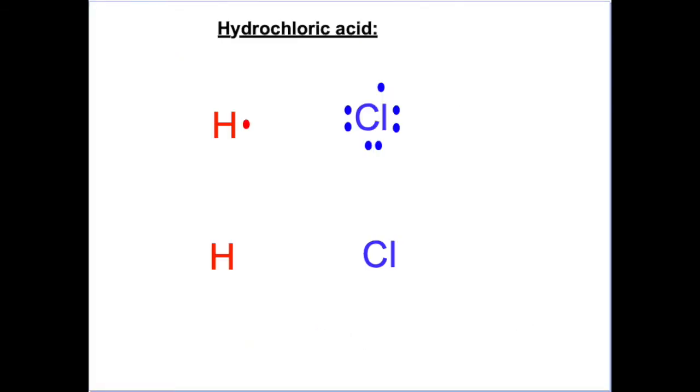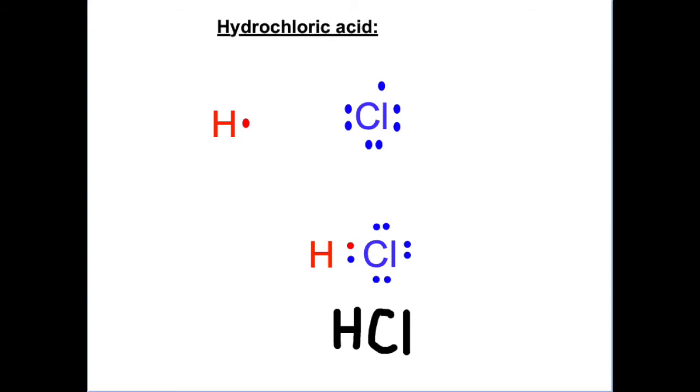Since neither element is strong enough to totally pull the electron from the other element, the 2 electrons end up getting stuck in the middle, and we say that they are shared. We call this a covalent bond. We write it using an electron-dot diagram, where the pair of shared electrons are placed between the 2 atoms. We write the chemical formula as HCl.